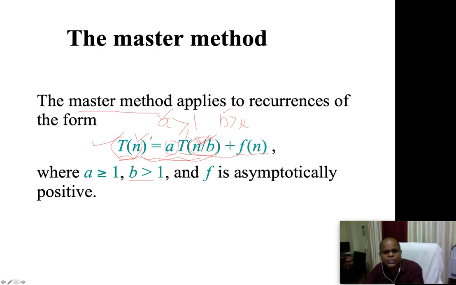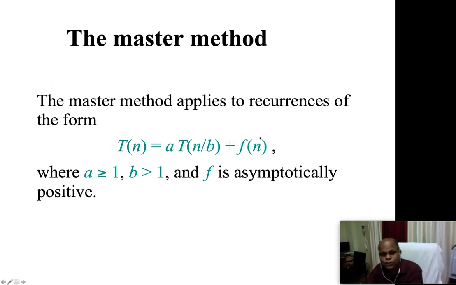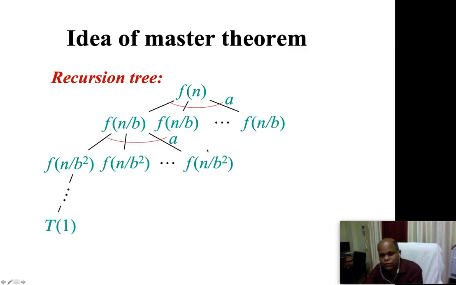Now let us see how the master method works. If you follow the recursion tree for this, the root will be f(n). Then it will be f(n by b), because how many times? This is a times: one time, second time, third time. This is a times, because each is of size n by b. So it will be f(n by b), next f(n by b), like this. How many times? a times.